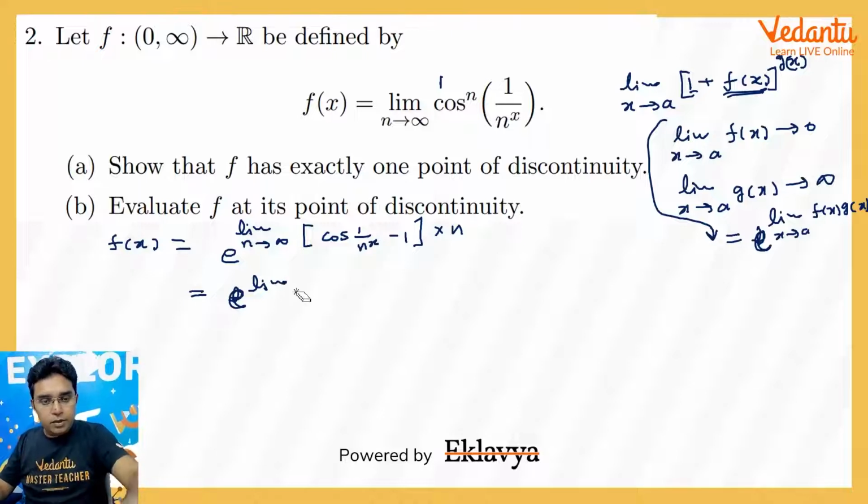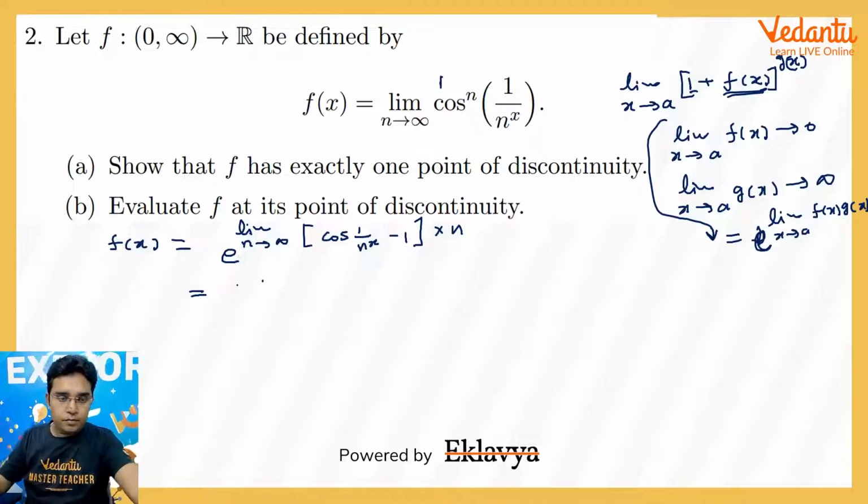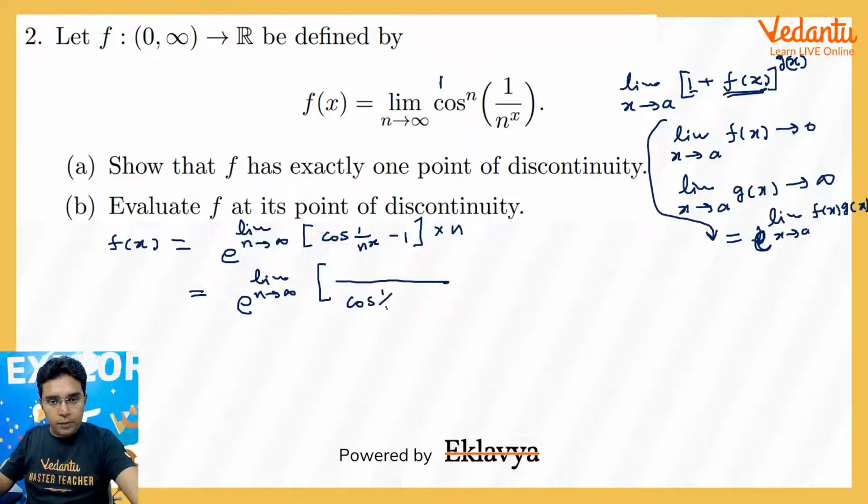Now to find this limit, I will write this as e raised to the power limit n approaches infinity. What we can do is rationalize it. Rationalize means I multiply by cos of 1 upon n^x plus 1, and in the numerator, if I do the same thing, it will become minus sin square of 1 upon n^x, into n.